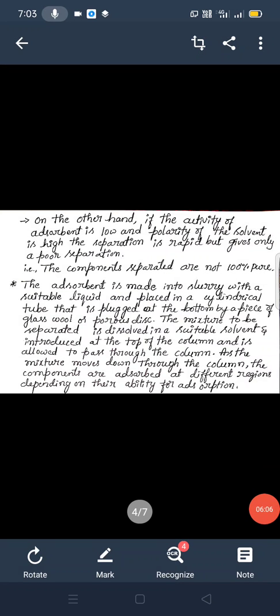Next, fourth one, preparation of the column. The column mostly consists of a glass tube packed with a suitable stationary phase. Here we can use a glass wool, cotton wool or an asbestos pad. It is placed at the bottom of the column before packing the stationary phase. After packing, a paper disc is kept on the top so that the stationary layer is not disturbed during the introduction of sample or mobile phases.